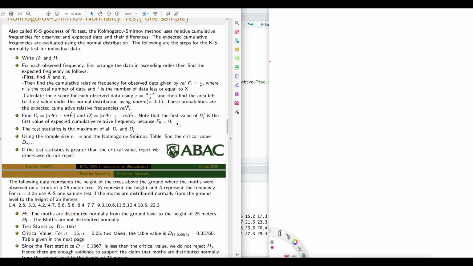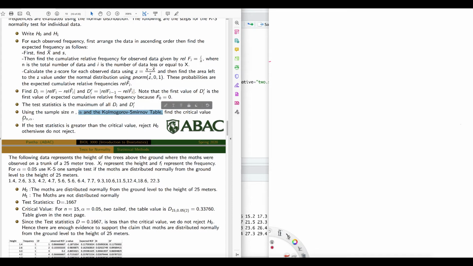The test statistic is the maximum of all the D sub i and D sub i prime values. Okay, using the sample size n, alpha, and the Kolmogorov-Smirnov table, find the critical value. If you want to do it manually, you use the table to find out the critical value. I will show you that too. I will show you the table, and the critical value we denote by D sub n, alpha.